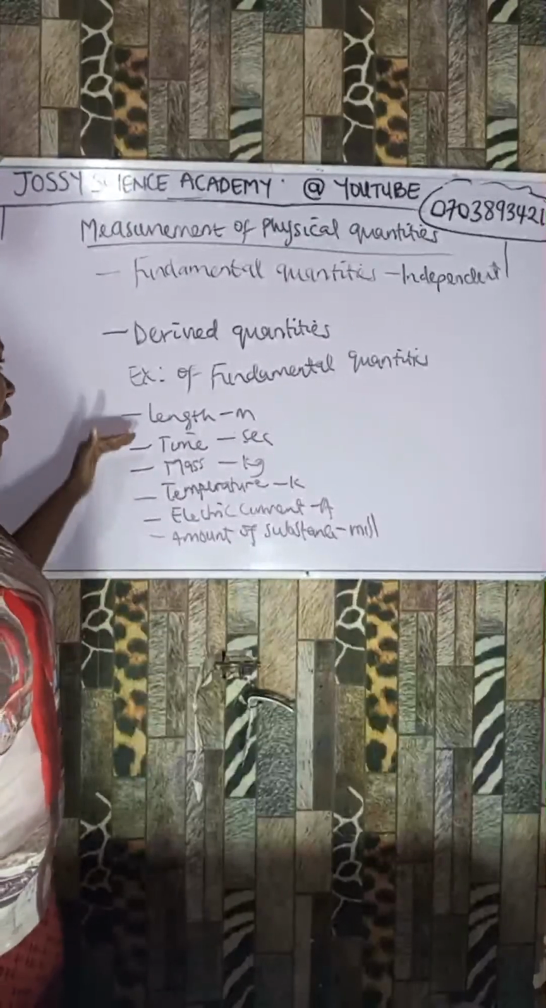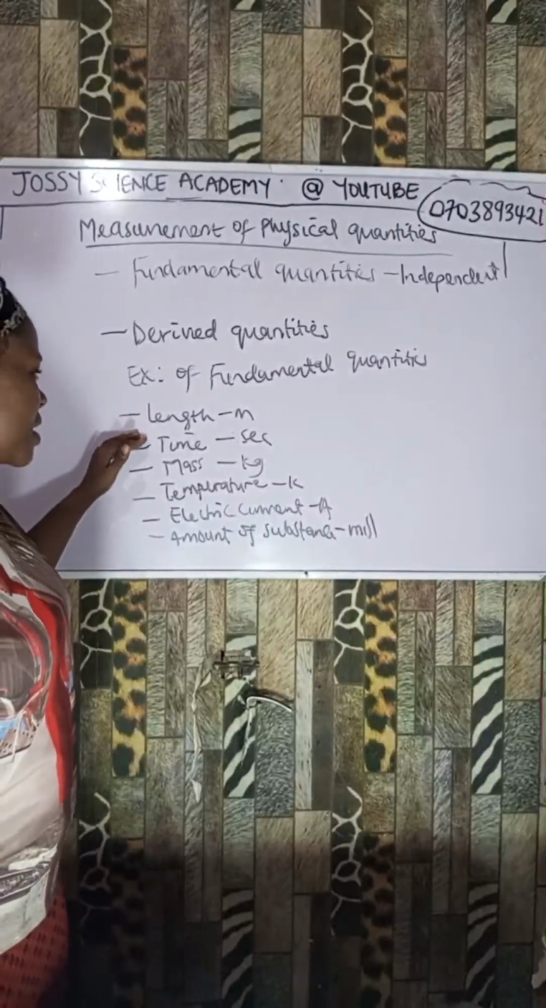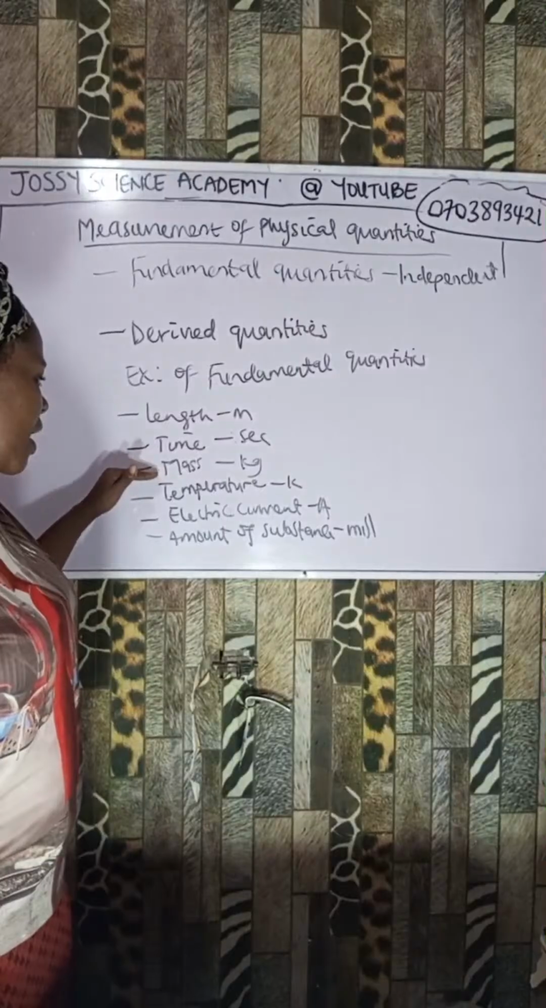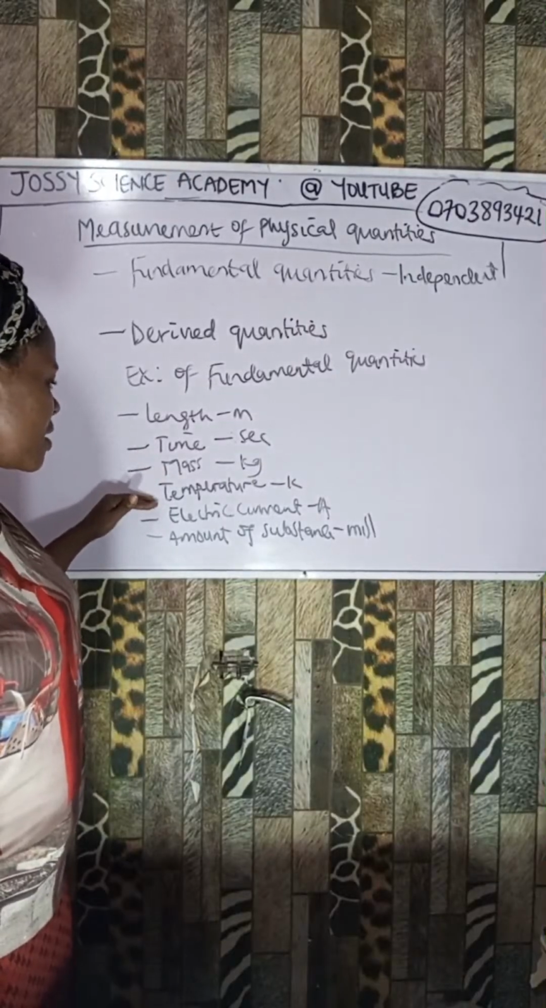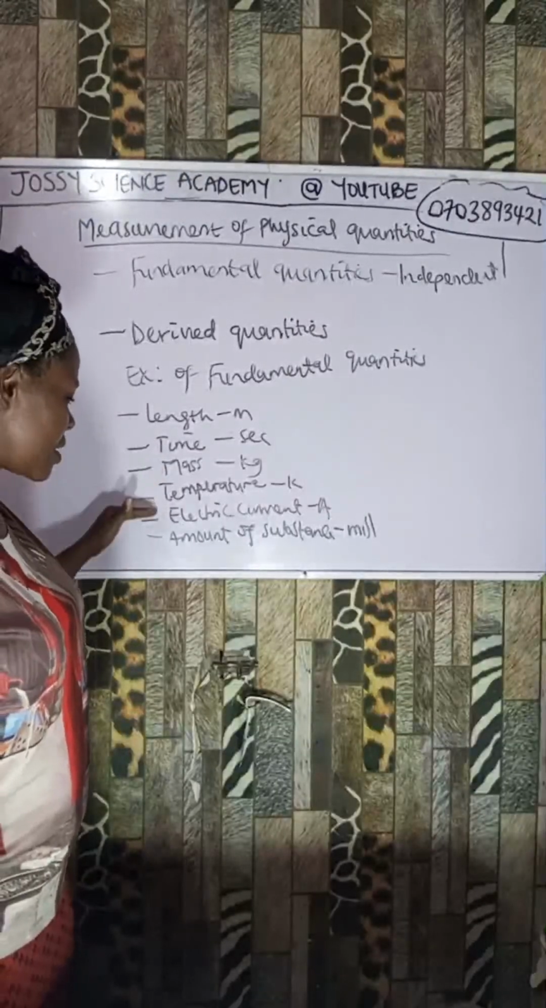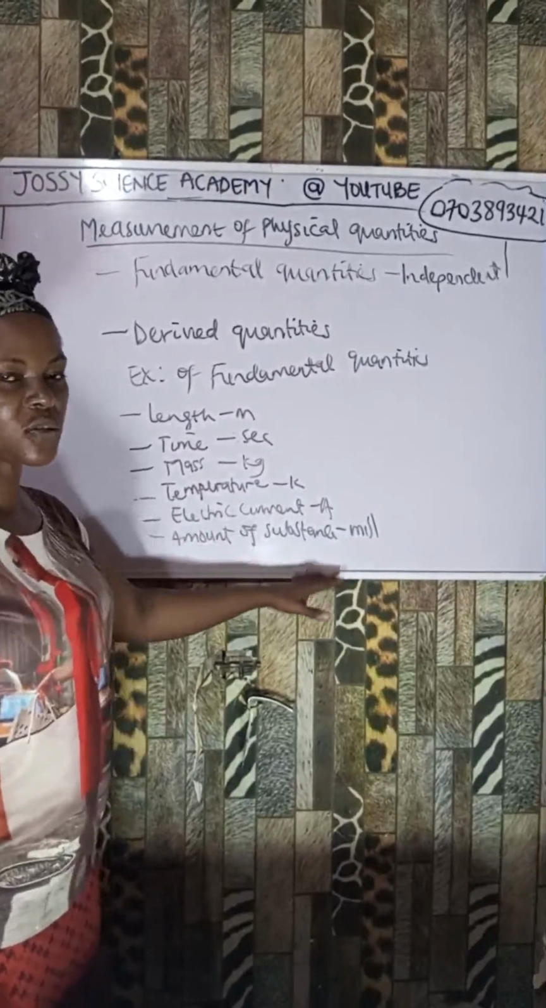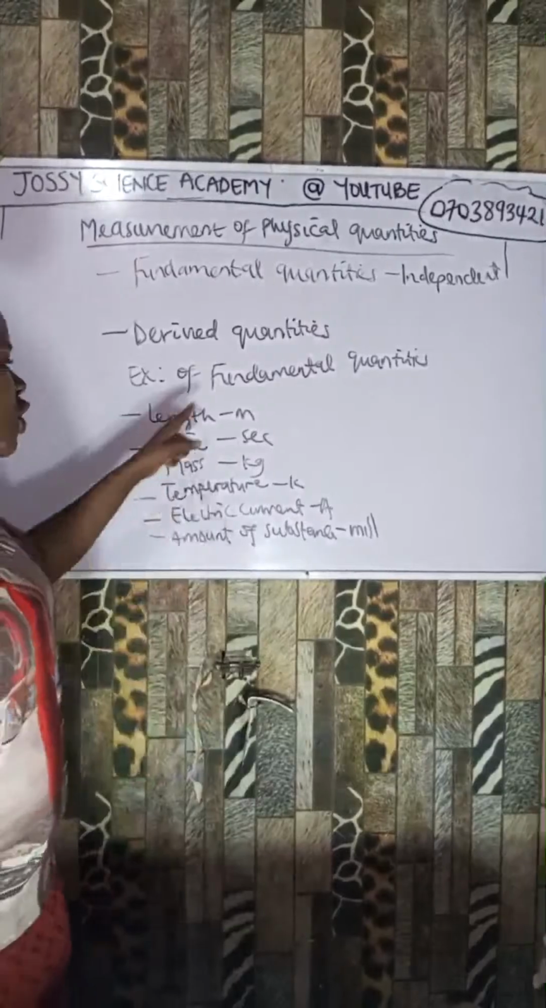So I listed the examples of fundamental quantities and their units. I have length, measured in meters. I have time, measured in seconds. I have mass, measured in kilogram. I have temperature, measured in Kelvin. I have electric current, measured in amperes. Amount of substance, measured in what? Mole. Do you understand? So they may ask you, which of the following units are fundamental?